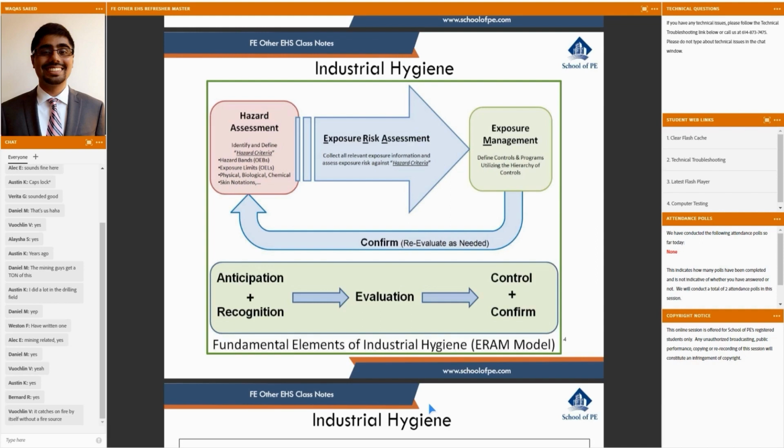So the whole key thing to this is related to the ERAM model. You don't need to know that specifically for the exam. I just feel like we all know these are the steps you would follow: identify your hazards, identify your potential exposure, and determine what you can do to limit that exposure.